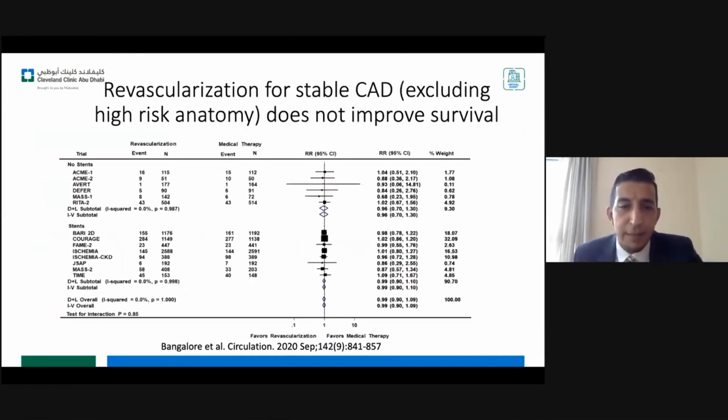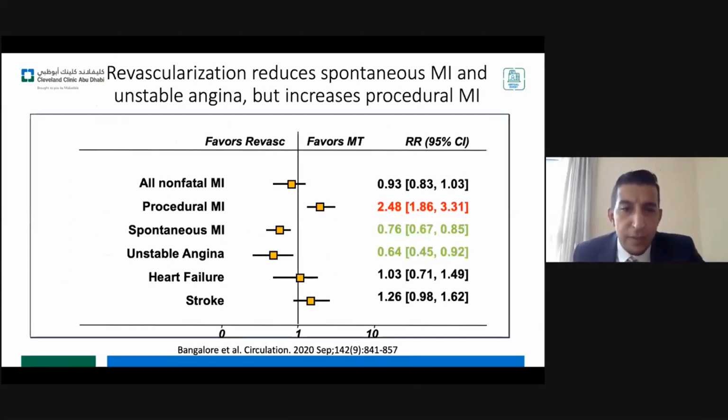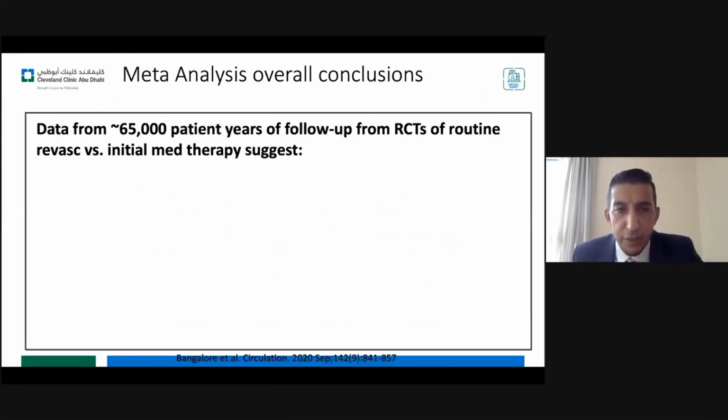And if we look at the combined endpoints, if we put all these patients together, revascularization for stable CAD, when you exclude high-risk anatomy, does not improve survival. And I think that issue can be put to bed in general. And this is, again, across all these 15,000 patients. What does revascularization do besides treating angina? Well, it does reduce spontaneous MIs. It does seem to reduce unstable angina, but it increases procedural MIs. And that's the net equation we are dealing with.